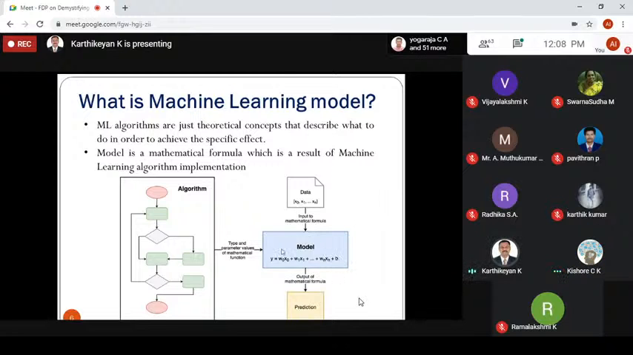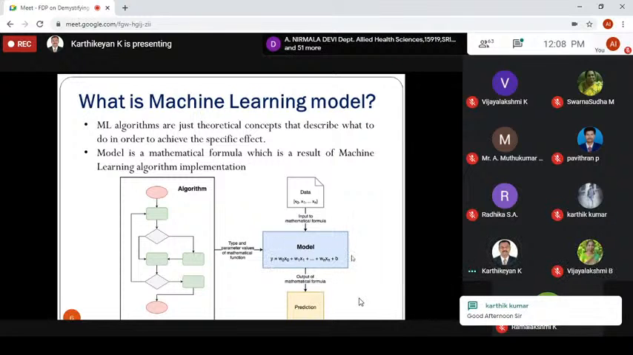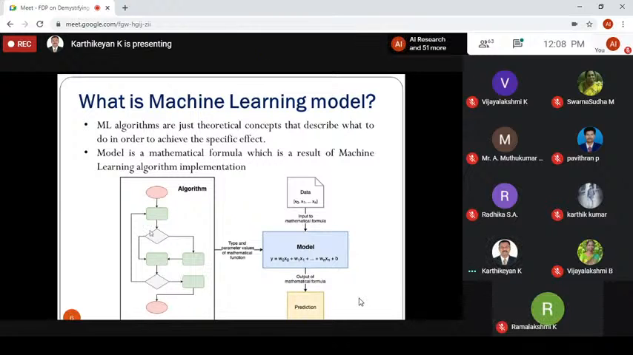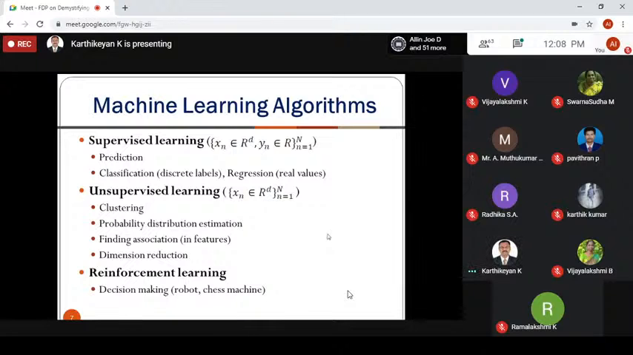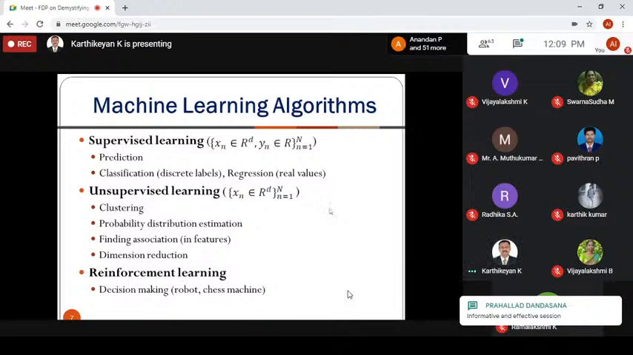Each and every parameter available in this mathematical model is fine-tuned based on the theoretical concepts of the algorithm, so that your model will give you the correct predicted output. This is the difference between a machine learning algorithm and a machine learning model. Now, with this background, I am going into the types of machine learning algorithms. Basically there are three different classifications available.